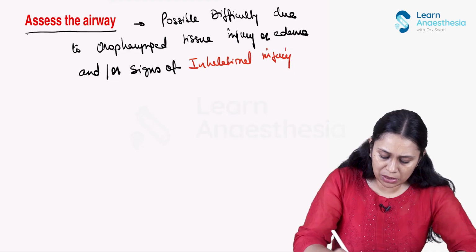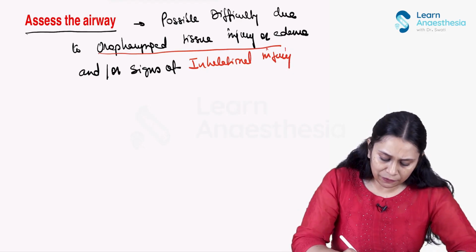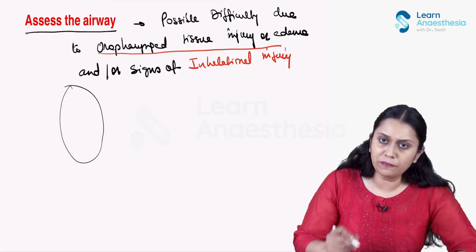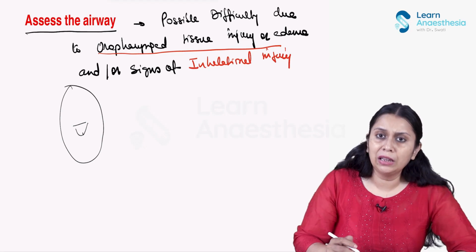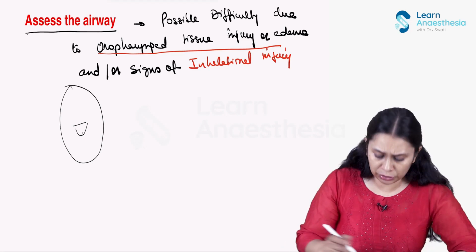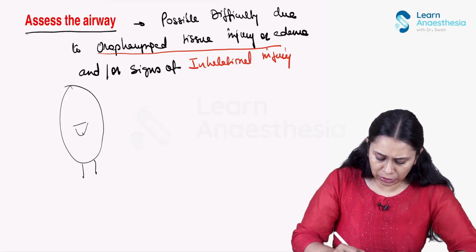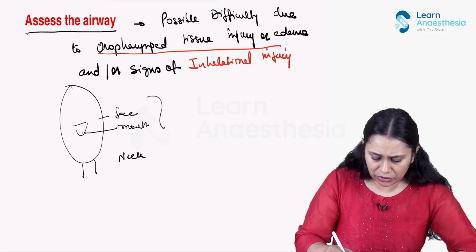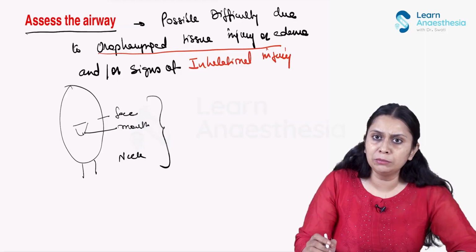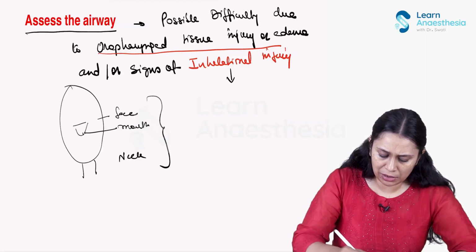So, possible difficulty due to oropharyngeal tissue injury, we can visibly inspect the face of the patient. We need to see around the mouth and the face the extent of burn injury. We have to see the neck of the patient for the extent of burn injury, how much these areas are involved in burn injury, right? And then we have to see the signs for inhalational injury.